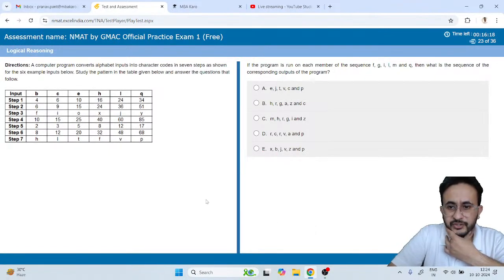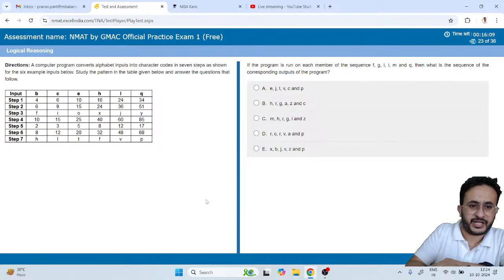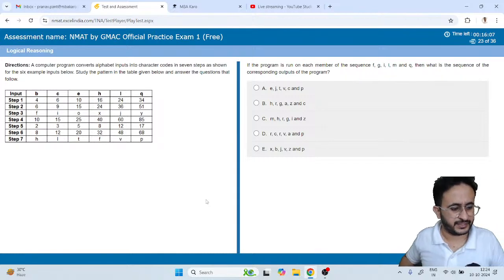If the program is run on each member of sequence F, G, I, L, M, Q, what is the sequence of the corresponding outputs of the program? Okay, so the output is basically 4 times the input, and getting the equivalent letter for it. So multiply all the inputs by 4.